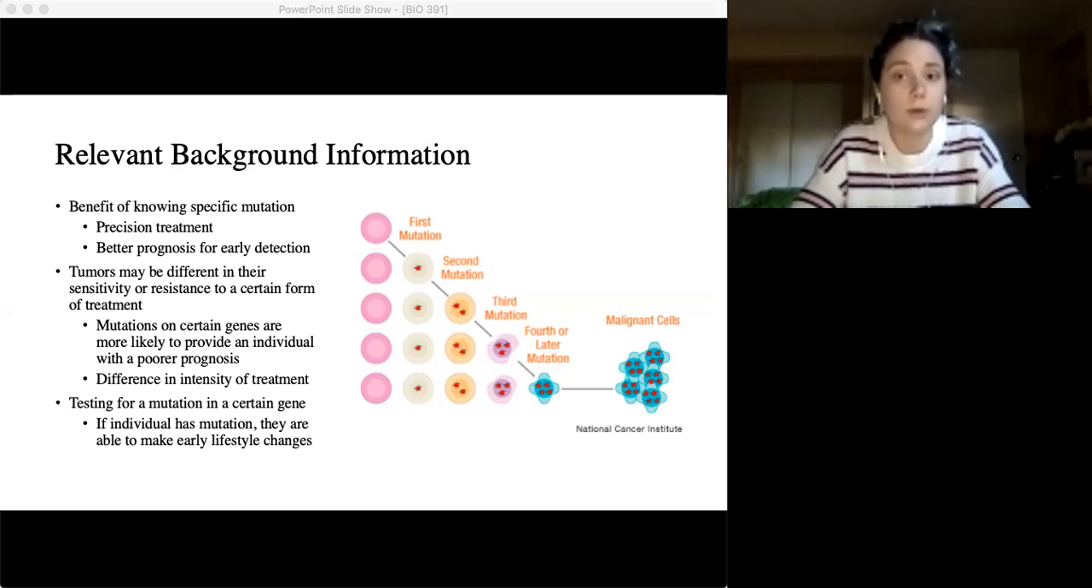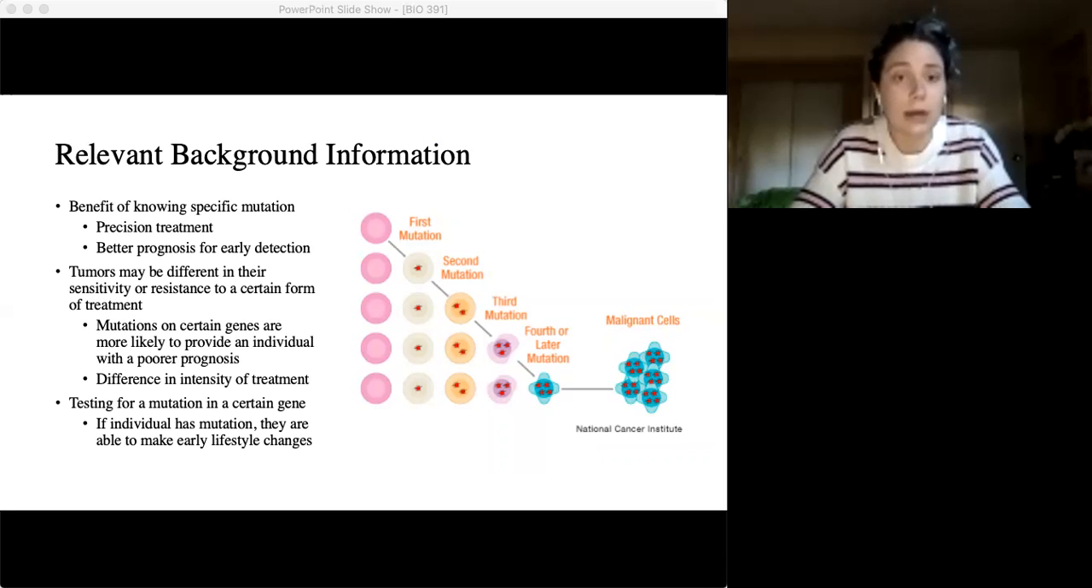So tumors may be different in their sensitivity or resistance to a certain form of treatment. One reason for this is because many different factors within the environment in which the cancer cells exist contribute to how well a drug will work. These factors vary from patient to patient, as well as between tumors within a single patient. Also, mutations on certain genes are more likely to provide an individual with a poor prognosis. And since cancer cells have multiple different mechanisms for surviving and growing, combining treatments that have different mechanisms of action may kill more cancer cells and reduce the chance that drug resistance will occur.